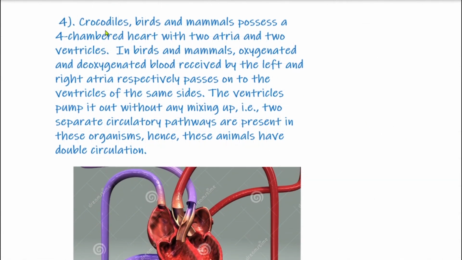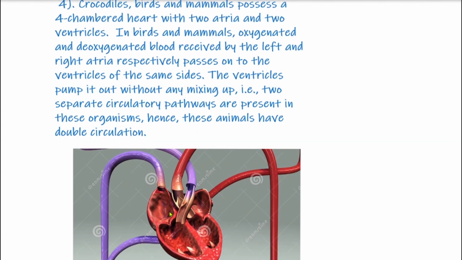Now students, crocodiles, birds and mammals possess a four-chambered heart. Mammals, just like human beings, have a four-chambered heart with two atria and two ventricles: right atrium, left atrium, right ventricle, left ventricle. In birds and mammals, oxygenated and deoxygenated blood received by the left and right atria respectively passes on to the ventricles of the same side.